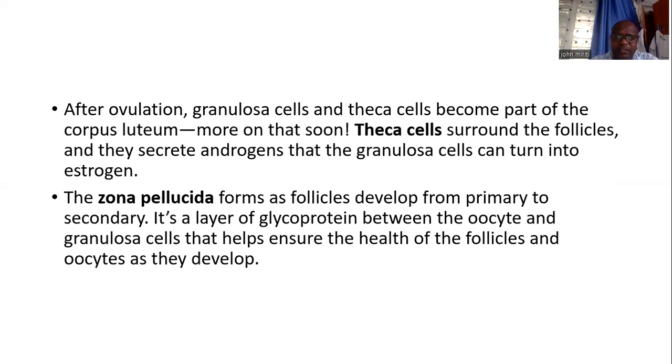After ovulation, granulosa cells and theca cells become part of the corpus luteum. Theca cells surround the follicles and secrete androgen that the granulosa cells can turn into estrogen. The zona pellucida forms as the follicle develops from primary to secondary. It's a layer of glycoproteins between the oocyte and the granulosa cells that helps ensure the health of the follicle and oocyte as they develop. Glycoproteins help with communication between the outside and inside of cells. There's glycoprotein 2B and glycoprotein 3A.